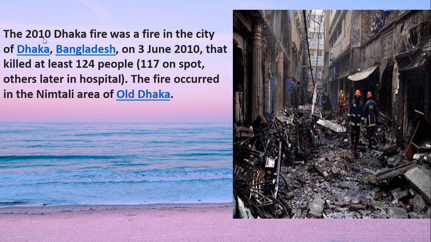The 2010 Dhaka fire was a fire in the city of Dhaka, Bangladesh, on 3rd June 2010 that killed at least 124 people, among them 117 dead on the spot and others later in hospital. The fire occurred in the Nimtoli area of Old Dhaka. This type of accident usually takes place in mills and factories, oil refineries, garments industry, jute industry, chemical godowns, residential buildings, shops, offices and commercial centers. The fire in Nimtoli was caused by a chemical godown.